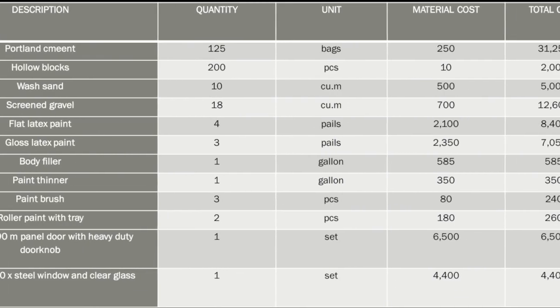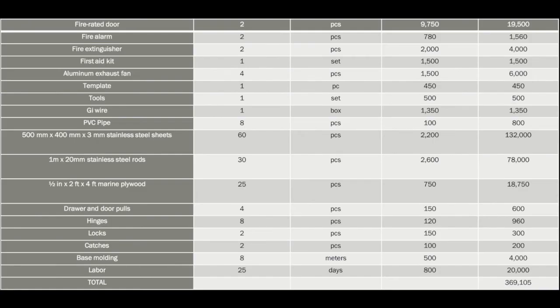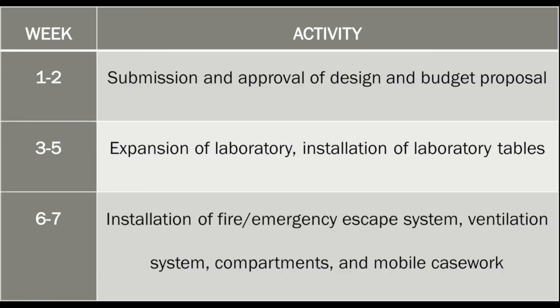This is the estimated cost of the project. It totals to 369,105 pesos. This is the proposed timetable. Weeks 1 to 2 are the submission and approval of design and budget proposal. Weeks 3 to 5 are the expansion of laboratory and installation of laboratory tables. Weeks 6 to 7 are the installation of fire and emergency escape system, ventilation system, compartments, and mobile casework.